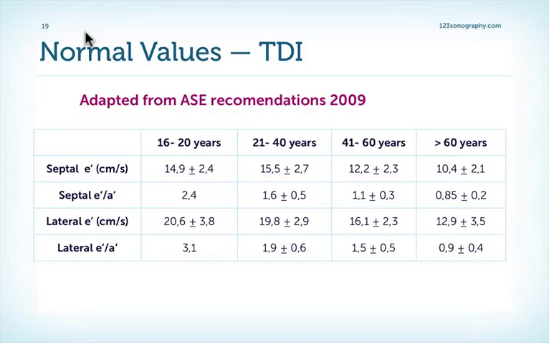These are now the normal values for the tissue Doppler of the mitral valve annulus. You can see the septal E prime decreases with age, just as the lateral E prime does. You will also find these values in your fact sheets.